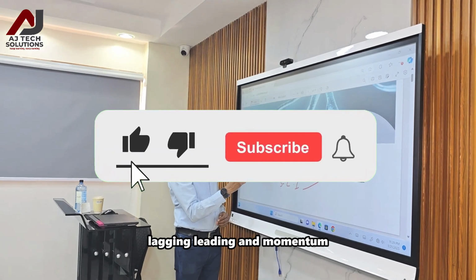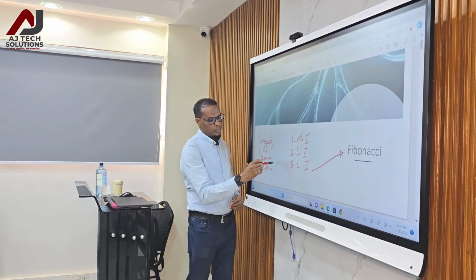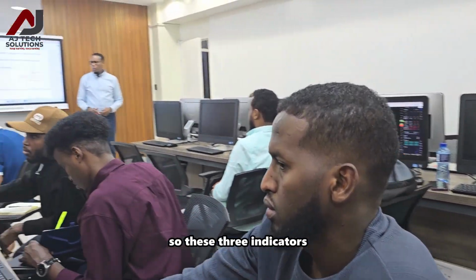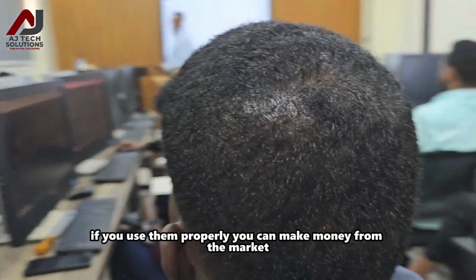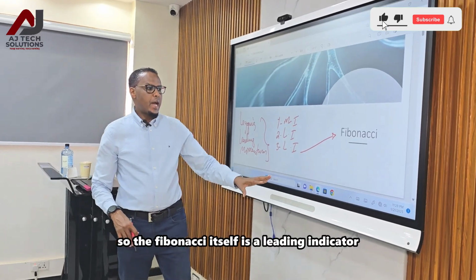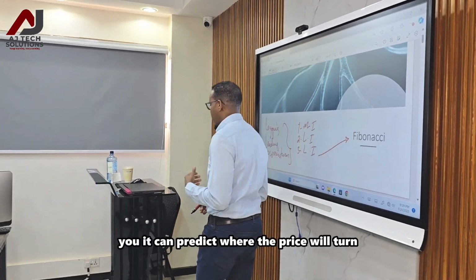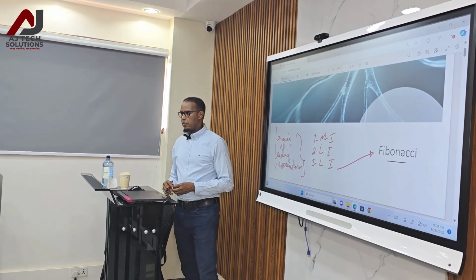Lagging, leading, and momentum. So these three indicators, if you use them properly, you can make money from the market. The Fibonacci itself is a leading indicator. It can predict where the price will tend.